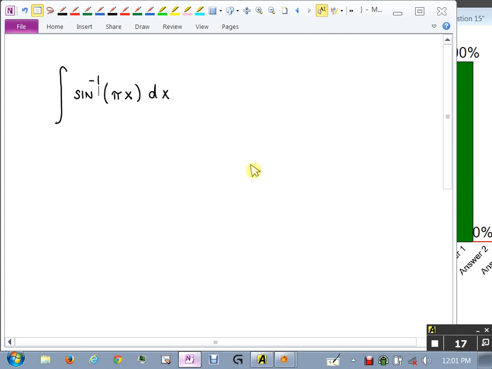The only thing you could plug in here would be pi x for u. The derivative of pi x is pi. It's still not going to help you. You could pick the whole thing to be u, but do you have the derivative of that whole thing anywhere? No. So you've got to try something.